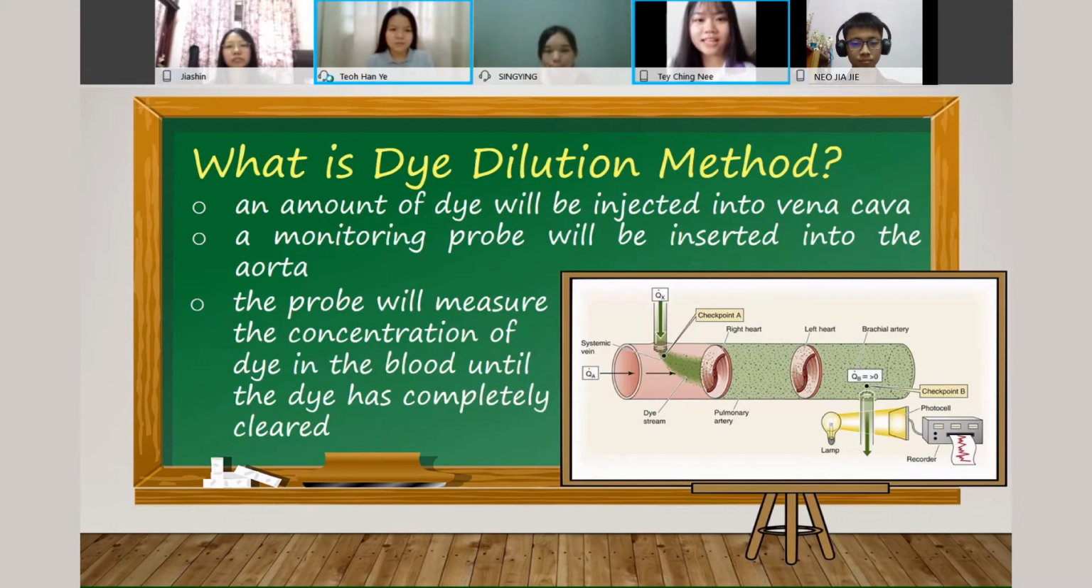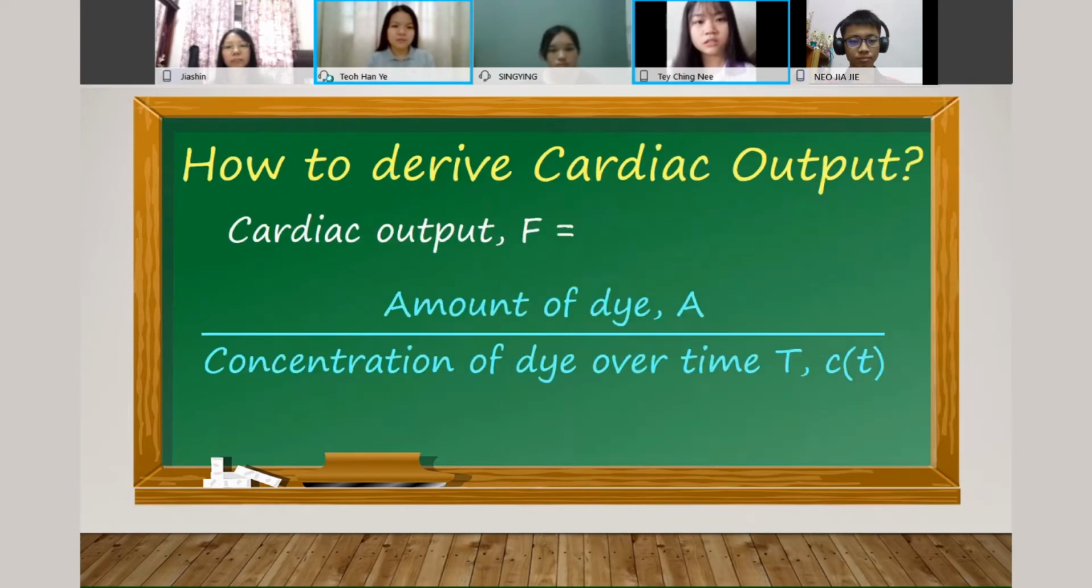So what is the dye dilution method? The dye dilution method is a process in which an amount of dye is injected into the vena cava and a monitoring probe is inserted into the aorta. After that, the probe will measure the concentration of dye in the blood until the dye has completely cleared. To derive cardiac output, it equals the amount of dye divided by the concentration of dye over time t.